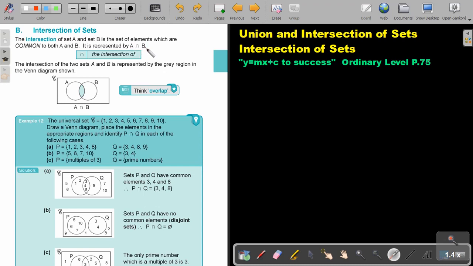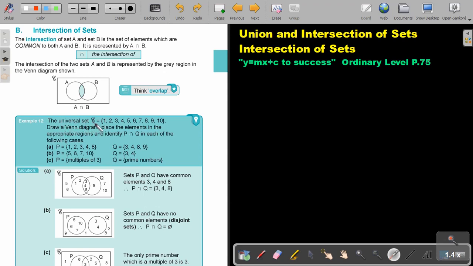It actually means only the elements that are in A as well as in B. The intersection of the two sets A and B is represented by the grey, and in this case I think it's rather green, region in the Venn diagram shown. Okay, so do you see it's only that part, the overflowing, so the overlap. Okay, let's look at an example.